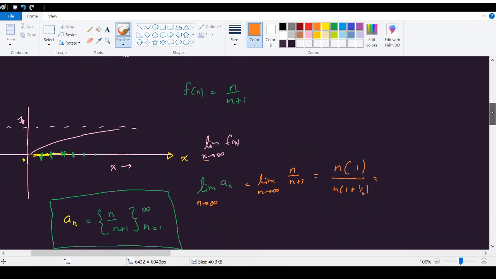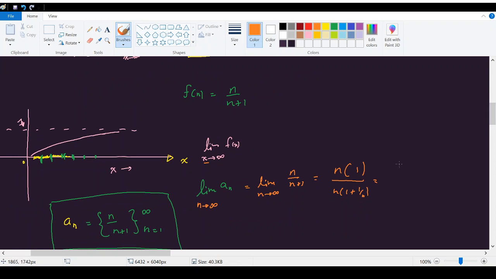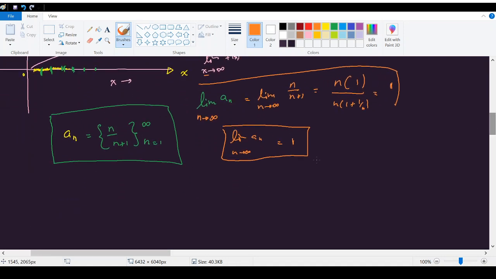But the only difference is that we are considering a sequence, right? So anyway, from this result, that means the limit of an when n goes to infinity is equal to 1. So from this result, once again we can say that the sequence points, so these are some discrete points. In other words, if we list down these points, it will be like this.